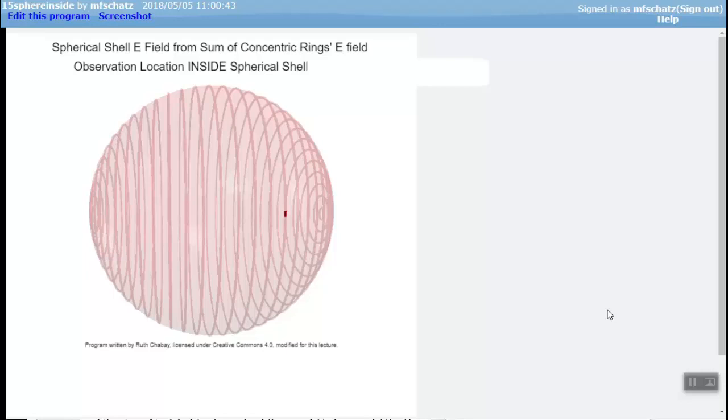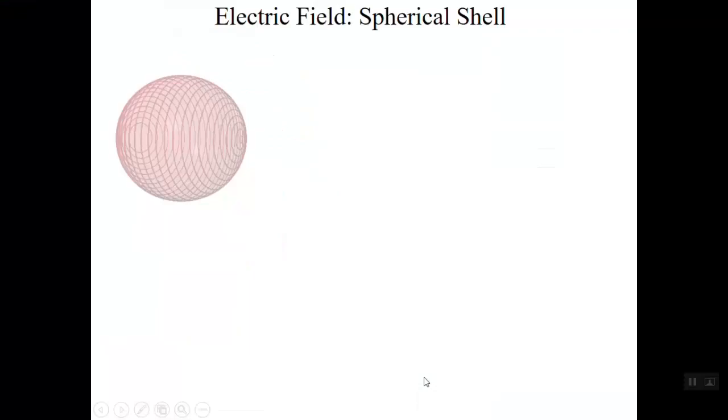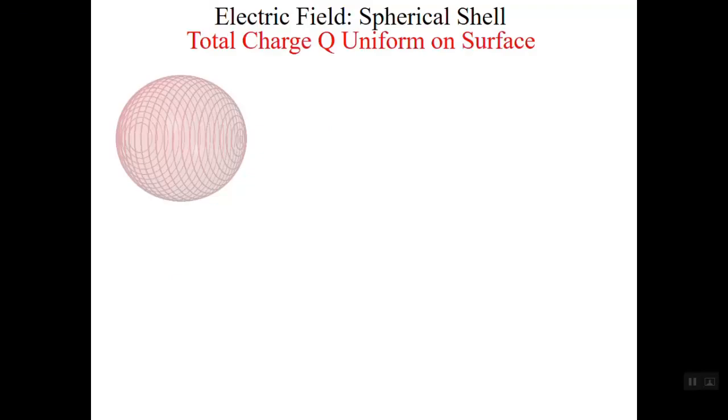Now, it's possible to do all these cases analytically. That is, compute the net E field of a uniformly charged spherical shell. We won't do that here, but we will state the final results. So let's consider a spherical shell with a total charge, capital Q, spread uniformly on the surface.